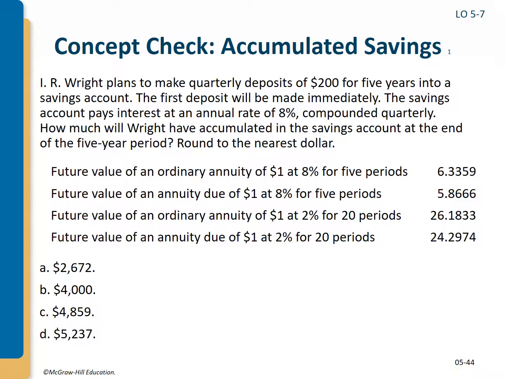How much is the I? Well, annual interest is 8%. It will compound 4 times, or quarterly, during the year. So divide the 8% by 4, 2% is your interest. So if you're using your future value of an annuity due table, you want to use your 2% column for 20 periods.